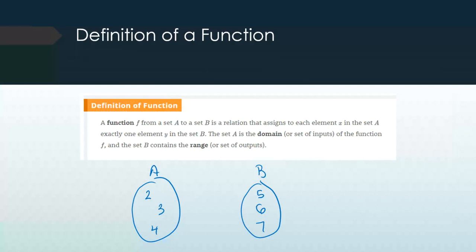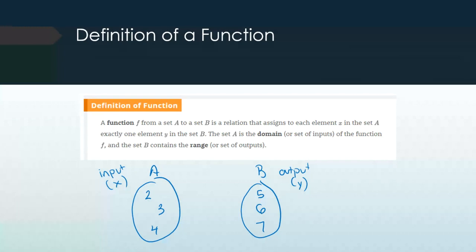So set A to set B is a relation, which means that there's just a relationship between them that assigns to each element x in set A, where A are the inputs, the x, exactly one element y in the set B. So B is the outputs, which are the y's. A function is a relationship between x and y, basically like an equation is a relationship between x and y. But what makes it specifically a function is that every input has only one output associated with it.